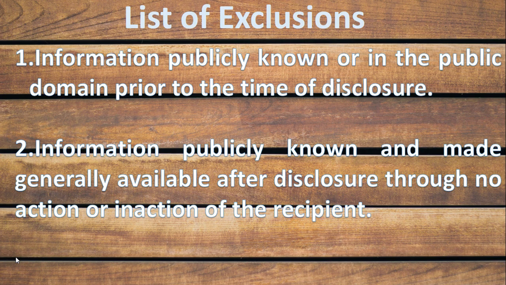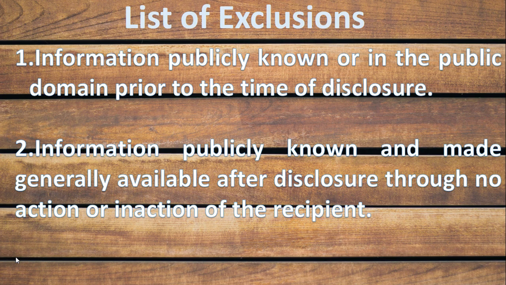So the first point is information publicly known or in the public domain prior to the time of disclosure. In the agreement, make sure that you have language which says that any information which was already known to the public or which is already there in the public domain, available easily to anybody, will not be considered as confidential information. And the next point is information publicly known and made generally available after disclosure through no action or inaction of the recipient. So this is another important exclusion.